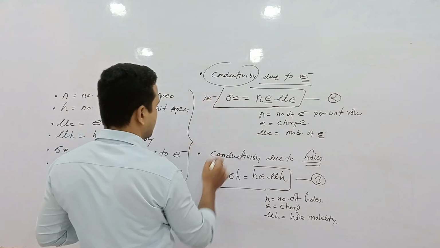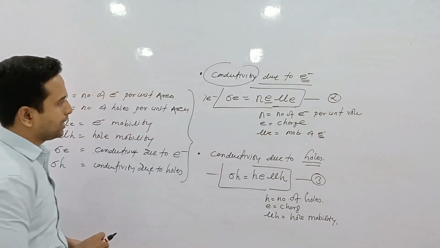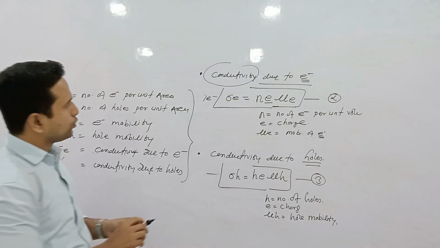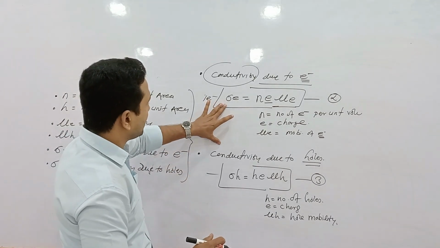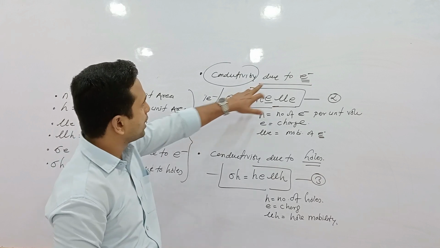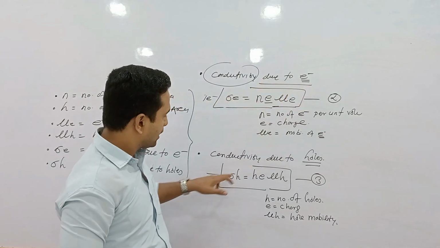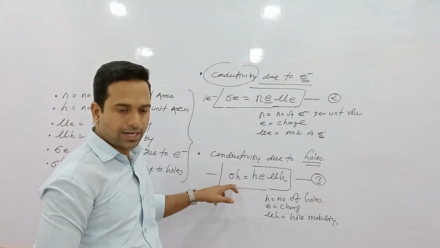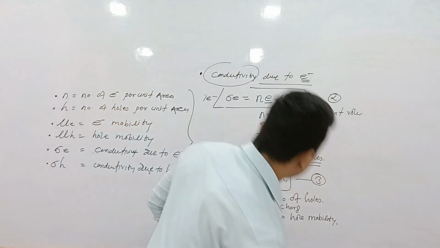Now we have these 3 equations, right? Now obviously we know that the conductivity of semiconductor will be the addition of the conductivity due to electrons and the conductivity due to the holes, right? So we will do the same.